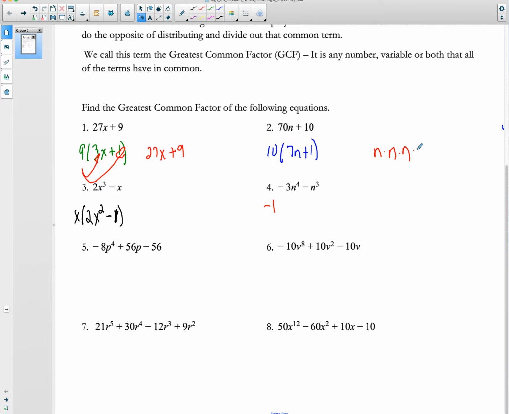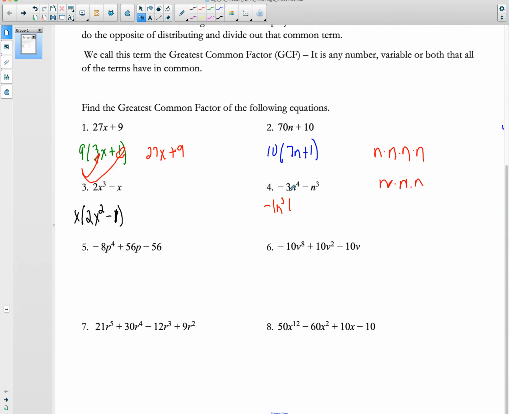So that's n to the 4th. And then in the second group here, I have n cubed, so n times n times n. Now remember, common. What's common to both? There are 3 n's in this group and 3 n's in this group. So that means I can take n to the third power out of both groups.